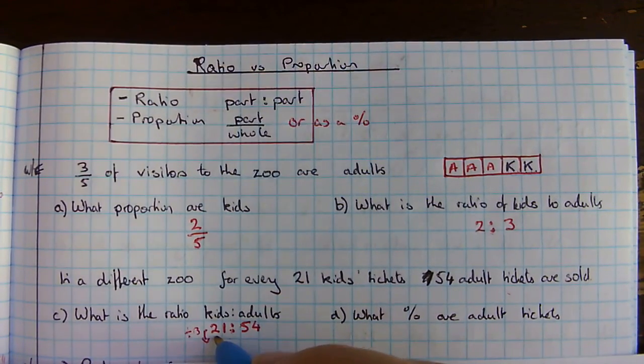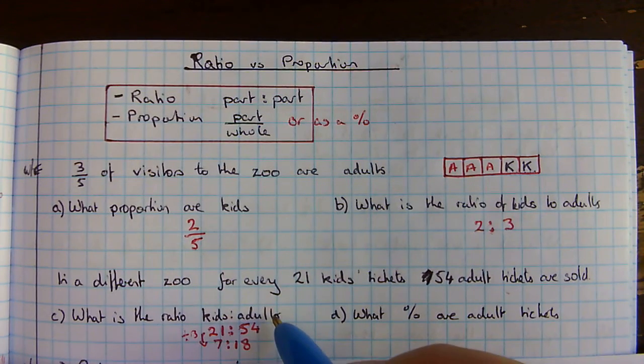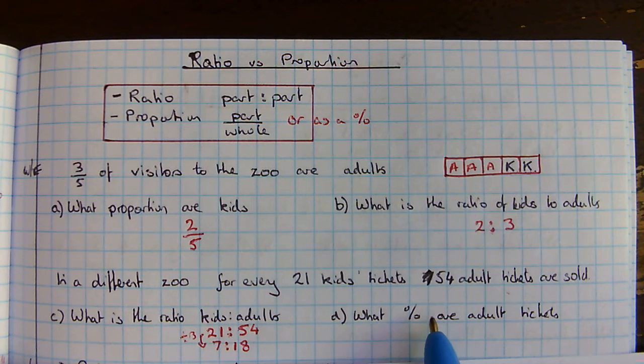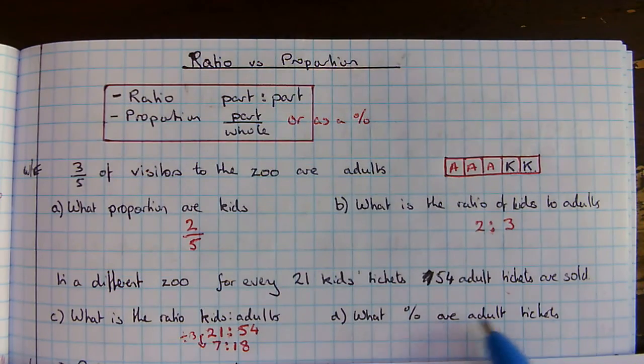3 goes into 21 7 times. 3 goes into 54 18 times. So that tells me that for every 7 kids, 18 adults go to the zoo. Now, the question asks me, what percentage are adult tickets? Well, a percentage is taking me back to my proportion. It wants to know the adult tickets out of all of the tickets.